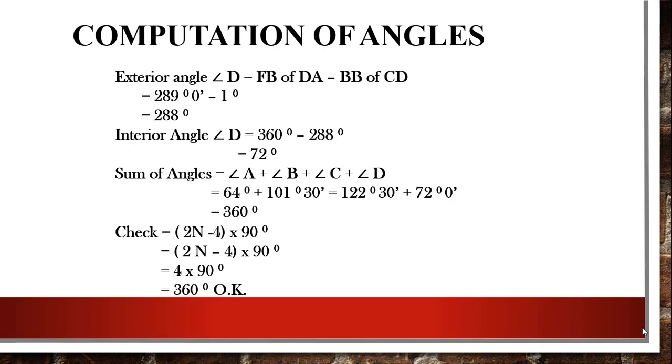It is equal to the sum of angles. Here the numerical is checked. Hence okay, because the sum of angles is equal to (2n minus 4) into 90 degrees. So basically this is the check applied while we are dealing with compass traversing.